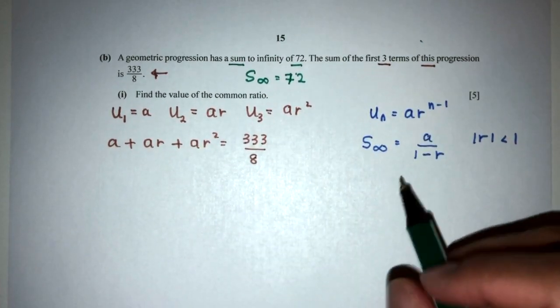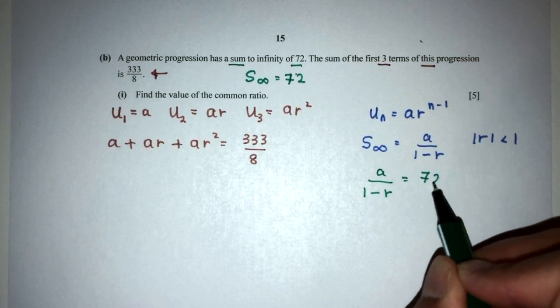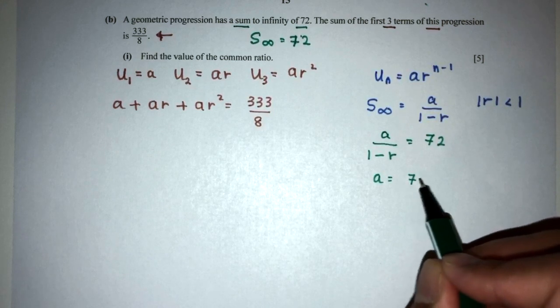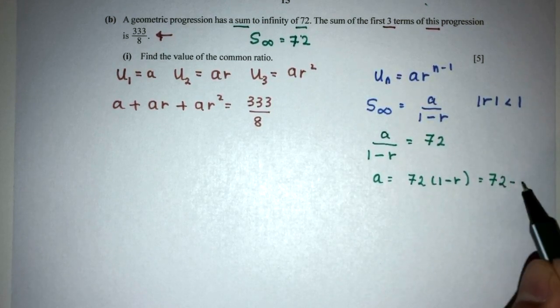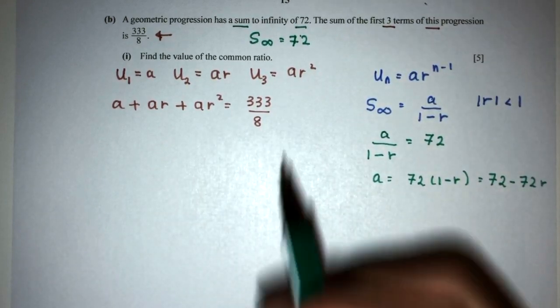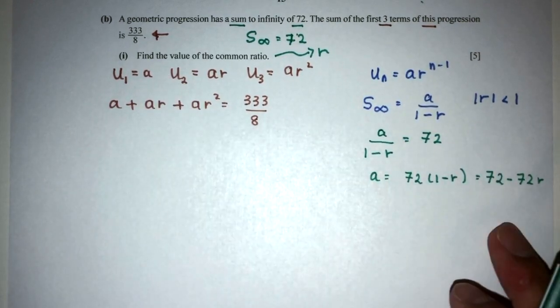Now from this one I can derive what? A over 1 minus r has to be 72. Okay, so a has to be 72 times 1 minus r. That should be 72 minus 72r. That is the first step, I guess. Now, using those two things, find the value of the common ratio. So find the value of r using those two equations.